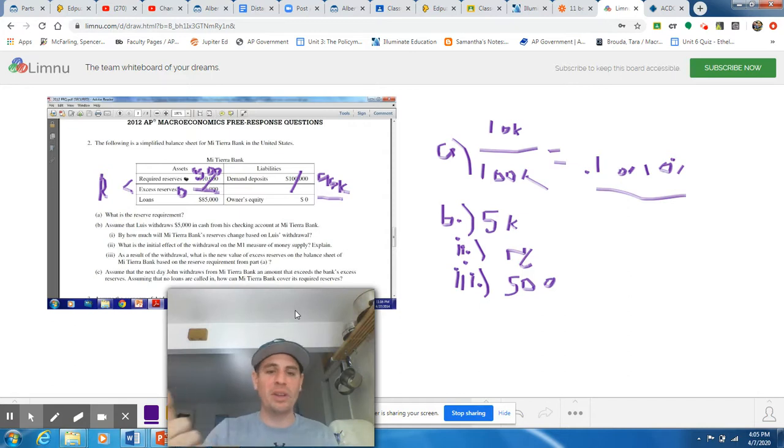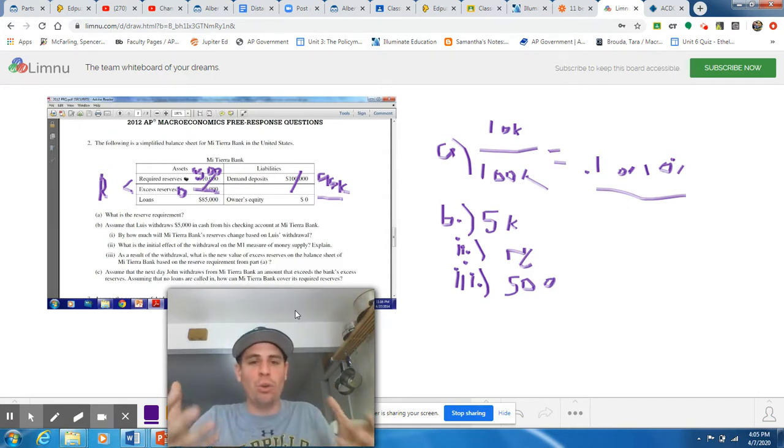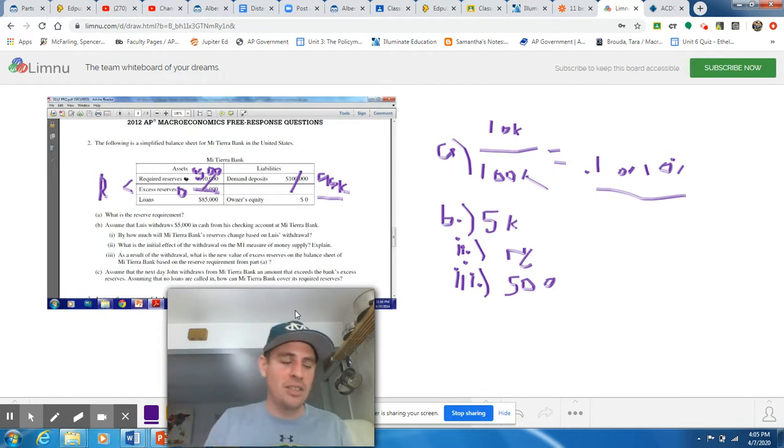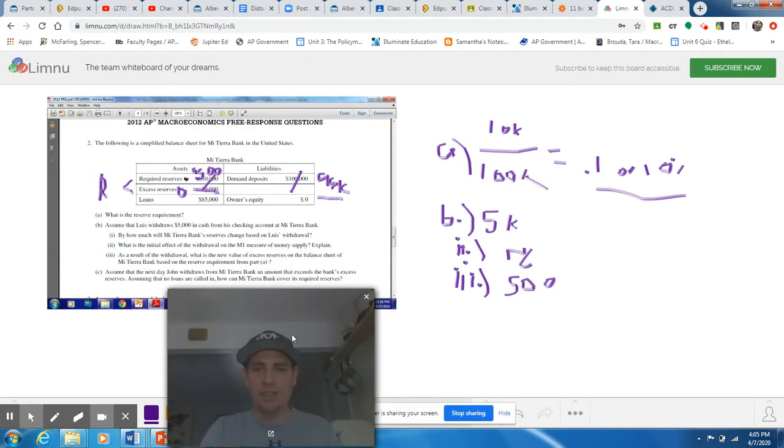Assume that the next day we're below the reserve ratio. We know that there's two places that banks can go to get back to the reserve requirement, to get to that 10%. They can borrow from other banks or they can borrow from the Federal Reserve. The other banks are going to charge the federal funds rate, whereas the Federal Reserve is going to charge the discount rate.